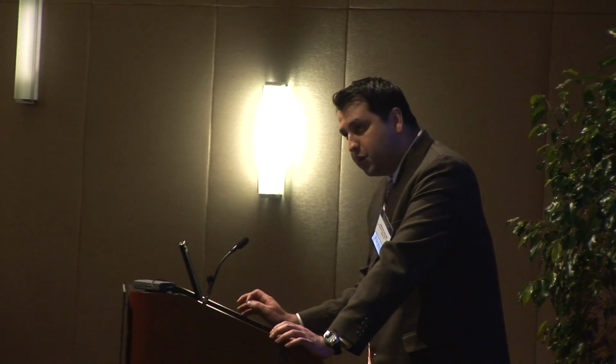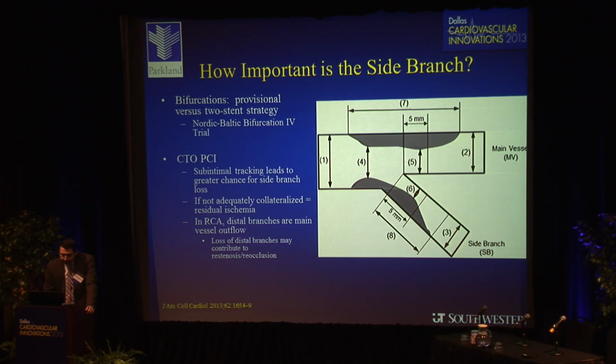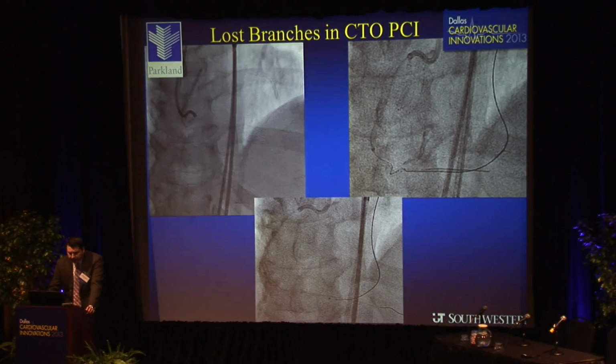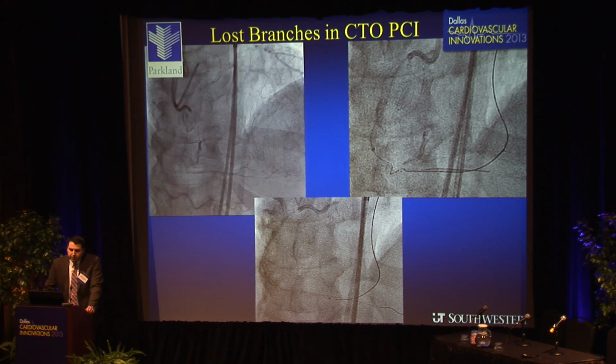In the right coronary artery specifically, distal branches are considered the main outflow of that vessel, and so potential occlusion of them may lead to higher risks of restenosis and reocclusion in that type of PCI. So it's something to consider. I'm going to go through a couple of cases to sort of pinpoint this issue.